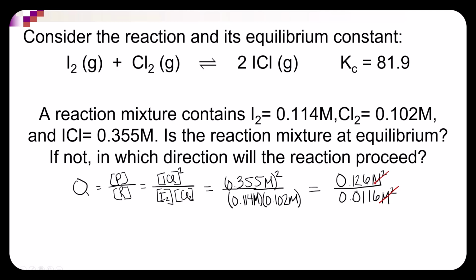Those two cancel. And my Q, and this is also true for K, my Q value will always be unitless, okay? So there are no units. Notice there's no units on the K value, and there's going to be no units on the Q value. So that's why I went through that. Now I just plug both of those into my calculator. 0.126 divided by 0.01116, and I get a value of 10.9. So that is my value for Q. That's how I calculate it.